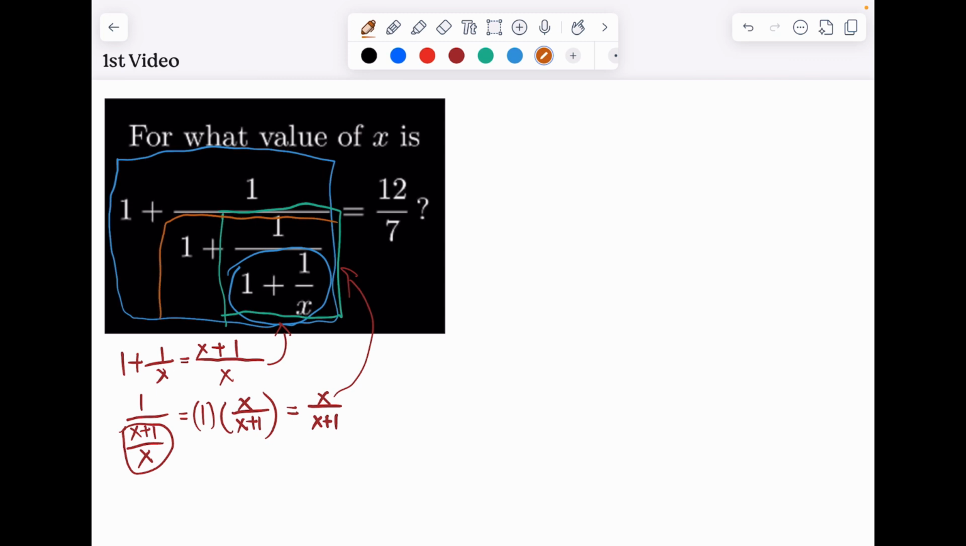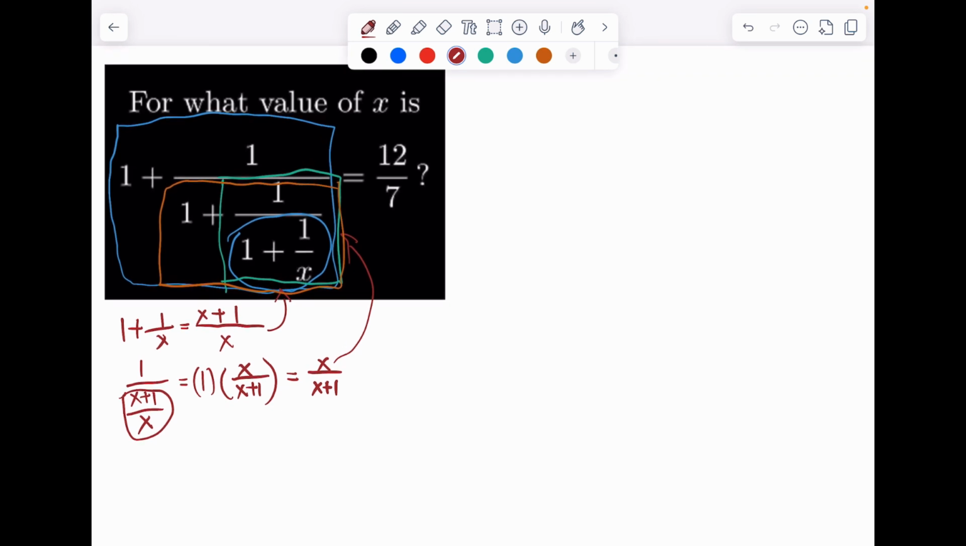And then now that we have simplified this, we're gonna expand our algorithm. Then we focus on this portion right here. Okay, so it's gonna be 1 plus x over x plus 1, and then we're gonna do the same thing that we did. We get the common denominator, and then this will become x plus 1, and this will become x. So now we have 2x plus 1 over x plus 1.